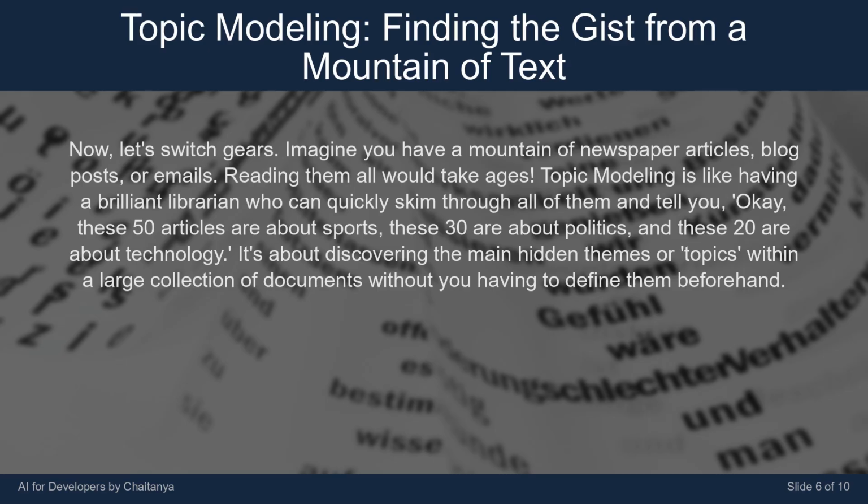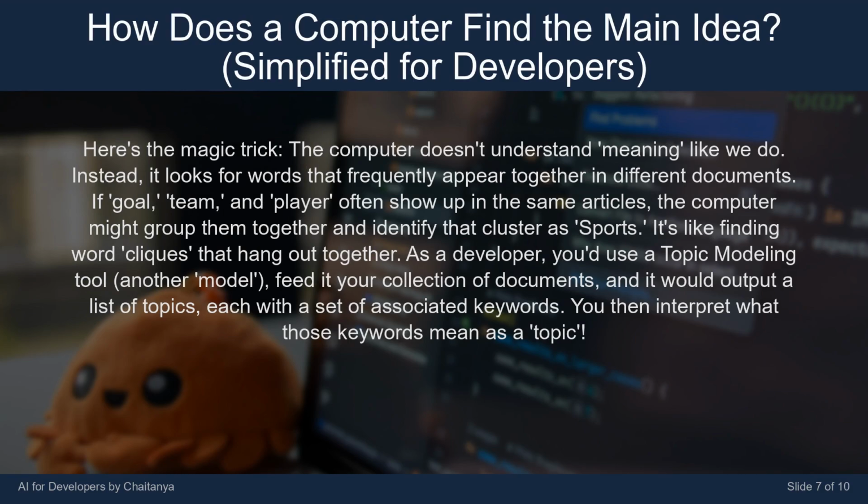It's about discovering the main hidden themes or topics within a large collection of documents without you having to define them beforehand. Here's the magic trick. The computer doesn't understand meaning like we do. Instead, it looks for words that frequently appear together in different documents. If goal, team, and player often show up in the same articles, the computer might group them together and identify that cluster as sports. It's like finding word cliques that hang out together.